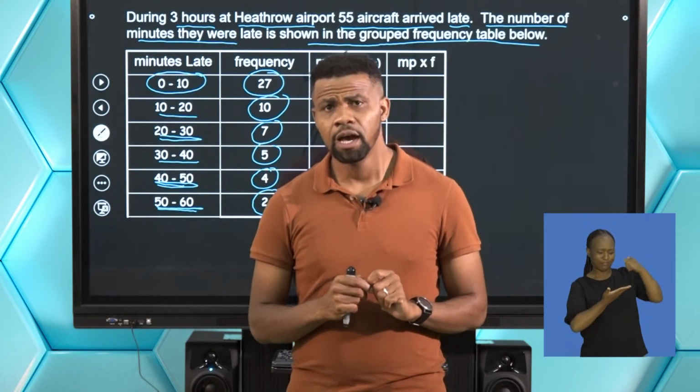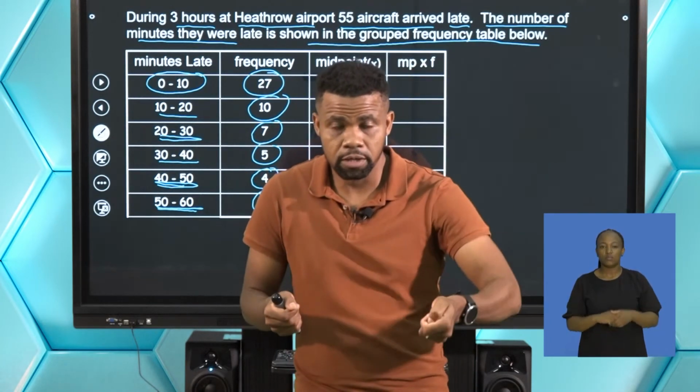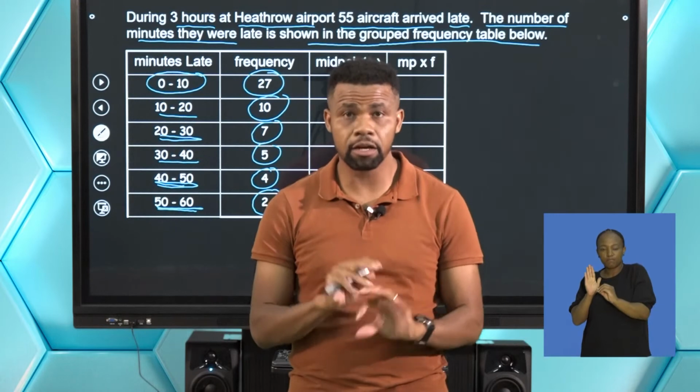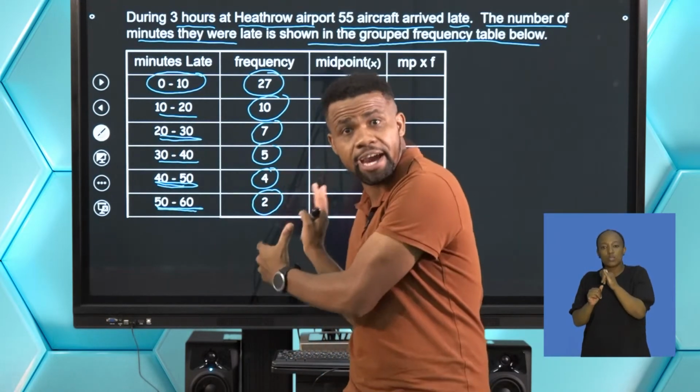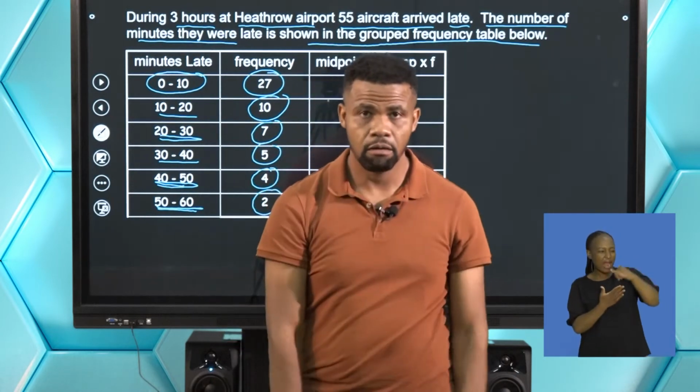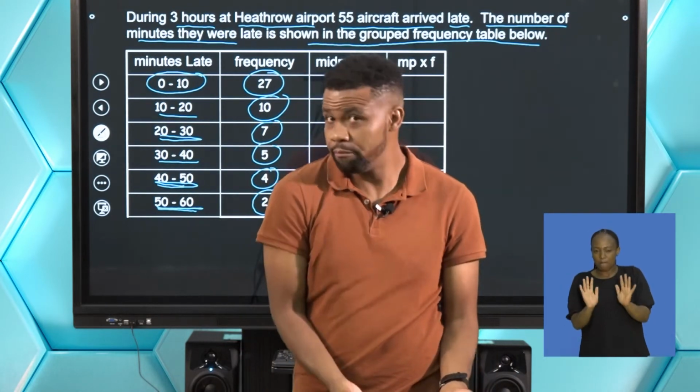Okay. Now, we don't have raw data. We don't know plane 1 was late by how many minutes, another plane by how many minutes. We just have a table. How do we calculate the mean? So this is not going to be the actual mean. It's going to be the estimated mean, the average of being late.